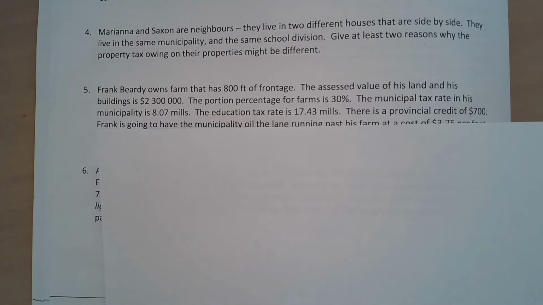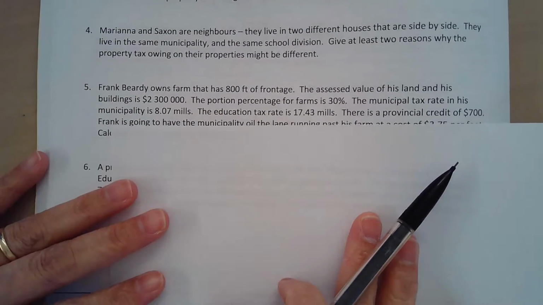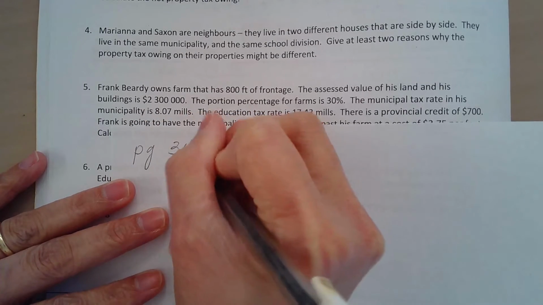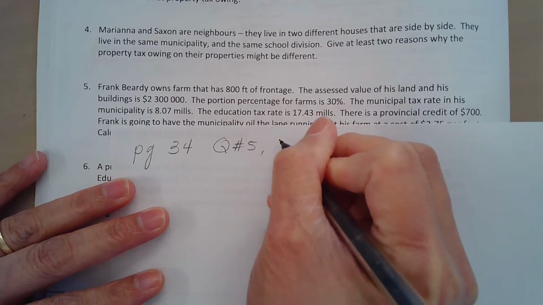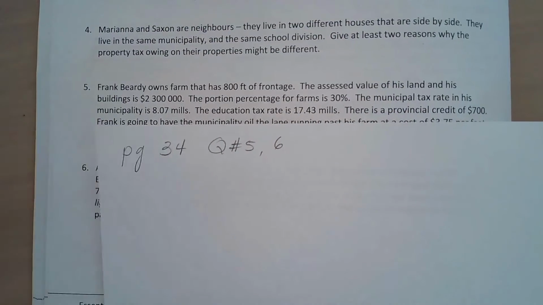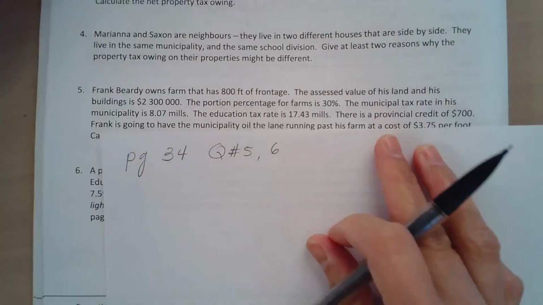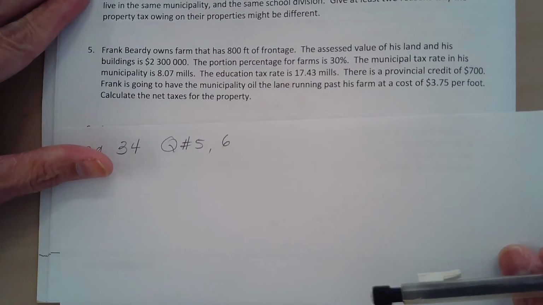So today, what we're going to do is start with question number 5, on page 34. We're going to go over question number 5 and question 6 together, so that we can finish up our assignment, the hand-in assignment. I'm just going to read question 5 with you first, and then we'll go on from there.